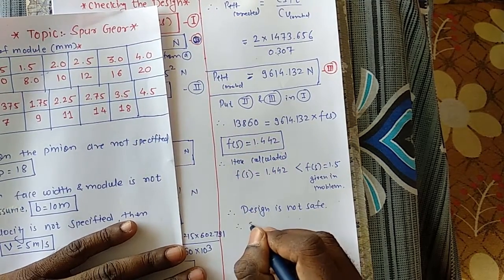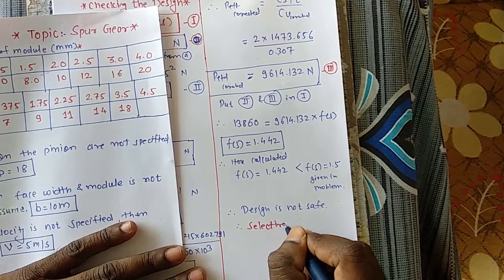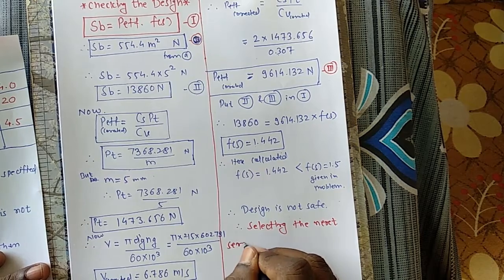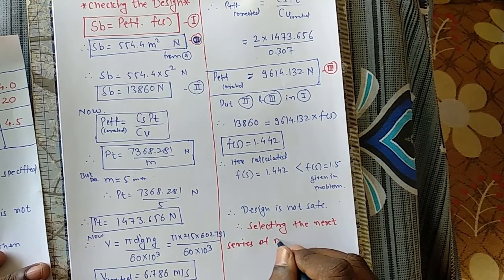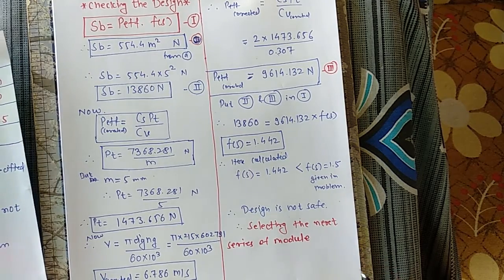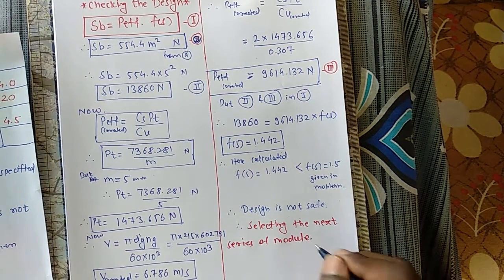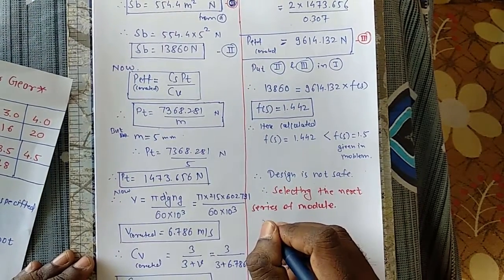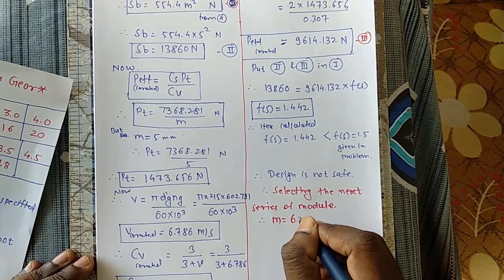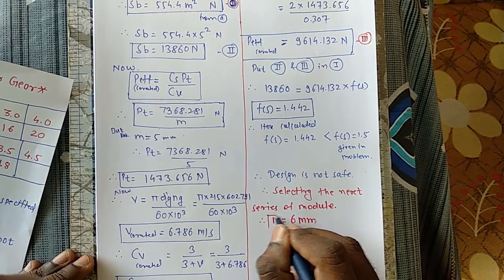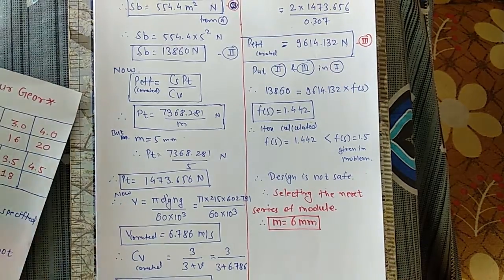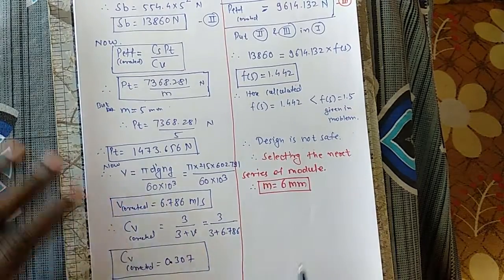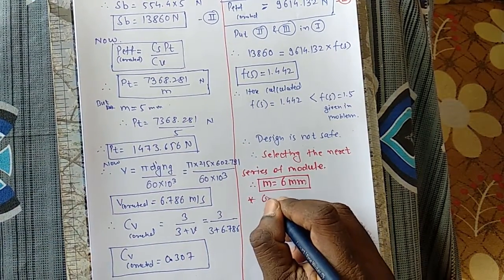Therefore, selecting the next series of module, m is equal to 6 mm we will select. After 5 I will select 6, and accordingly I will find out the gear dimensions now, and I will check again.